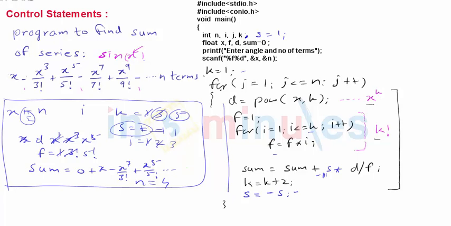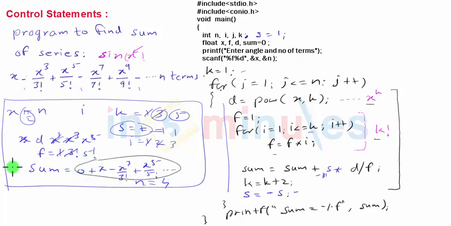After that loop terminates, we need to print a sum, so let's use printf. After loop finishes, we need to print a sum. So the program prints the sum and terminates. So we'll get sum of all these terms for n iterations. Thank you.